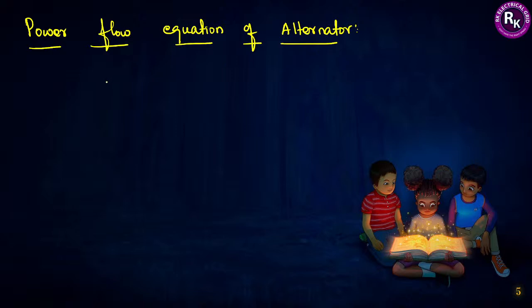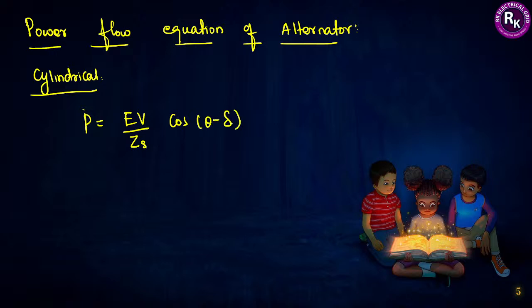So when we are talking about the power flow equation of the alternator, the first thing is, suppose I am taking the cylindrical rotor synchronous machine, then what can be the formula to calculate the real power and reactive power? Just write down. The formula for real power is simply EV by Zs into cosine of theta minus delta.